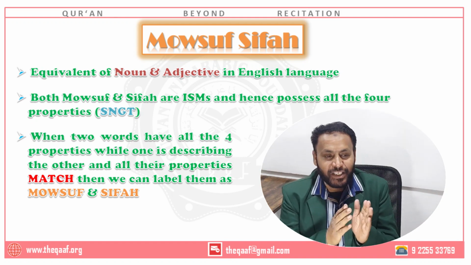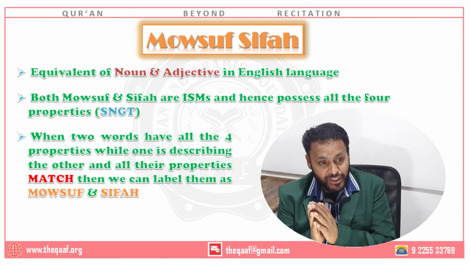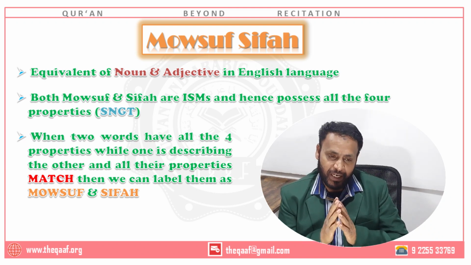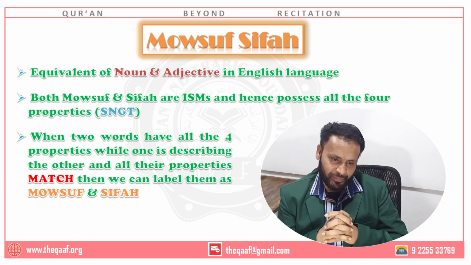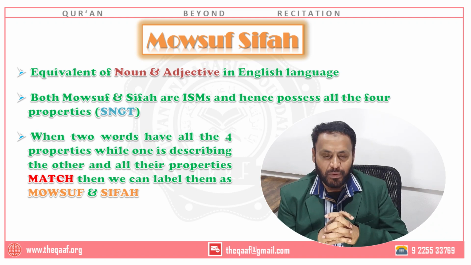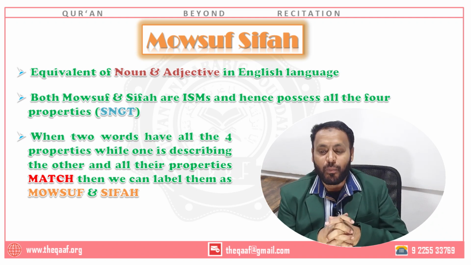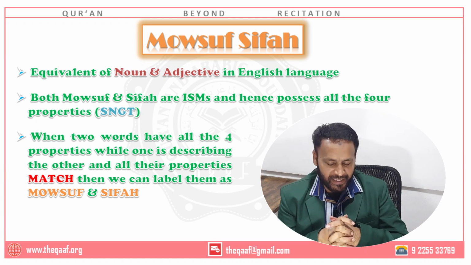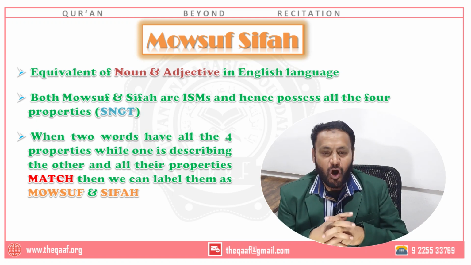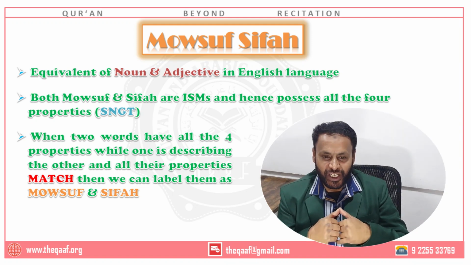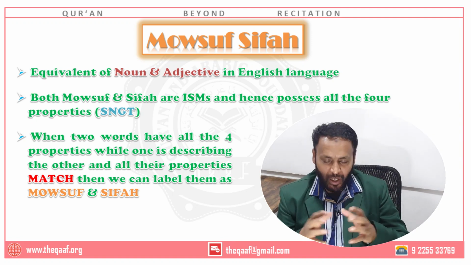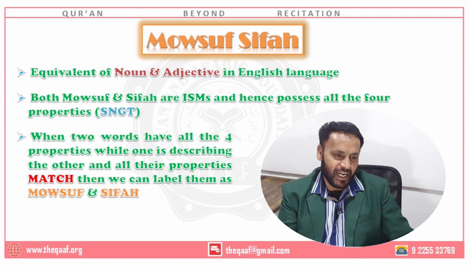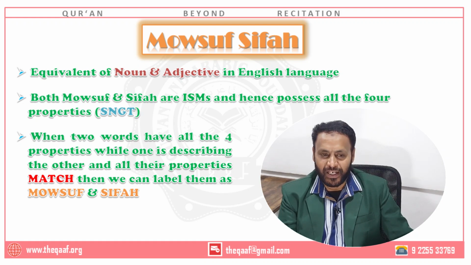Just try to match the status with the status, number with the number, gender with the gender, and type with the type. If they are a one-on-one match, bingo, you got Mawsuf Sifa. Those two words most probably are in the relationship of Mawsuf Sifa. That's how easy it is. So all that effort that we put in the initial stages of this course is now going to reap us the fruits. All we need to do is practice that SNGT, and we will be able to tell whether these two words are in the relationship of Mawsuf Sifa or not.